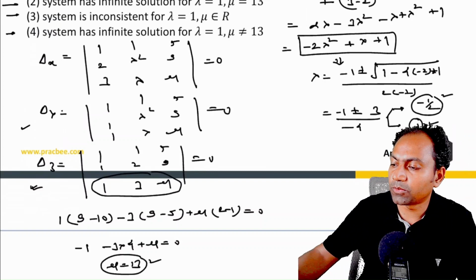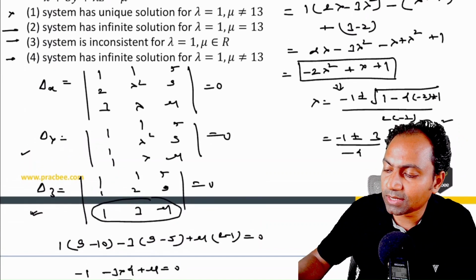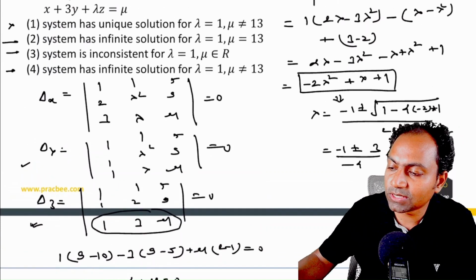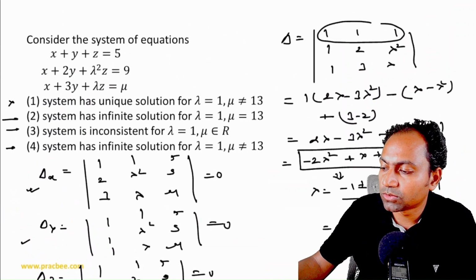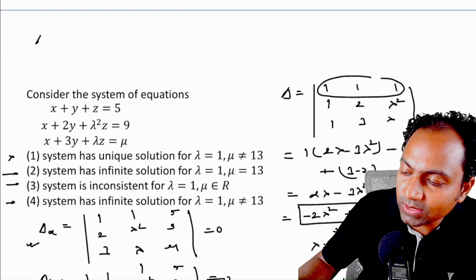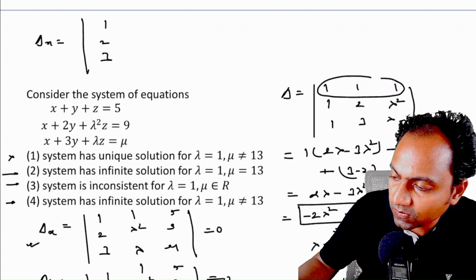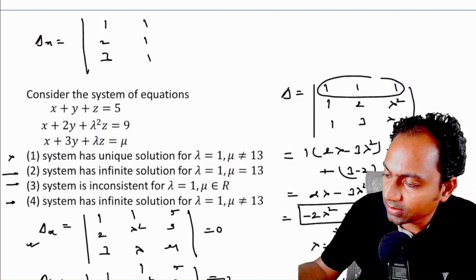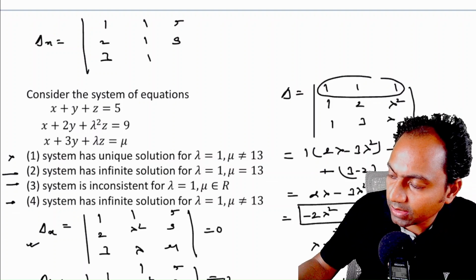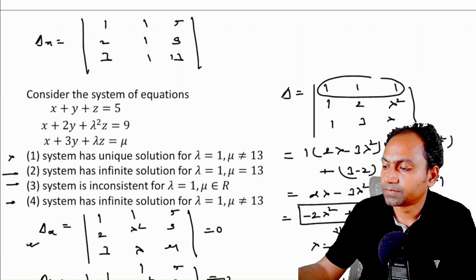So you can see that if I put mu equal to 13 and lambda equal to 1, my delta x, delta y and delta z are becoming 0. If I just check delta x for that value, I will get my answer. So let us put this value and check delta x. So if I check delta x, let us see what I get. I am getting 1, 2, 3, that part is fine. Then this becomes 1, 1, 1, this is also fine. And 5, 9 and 13. This is what we are getting.